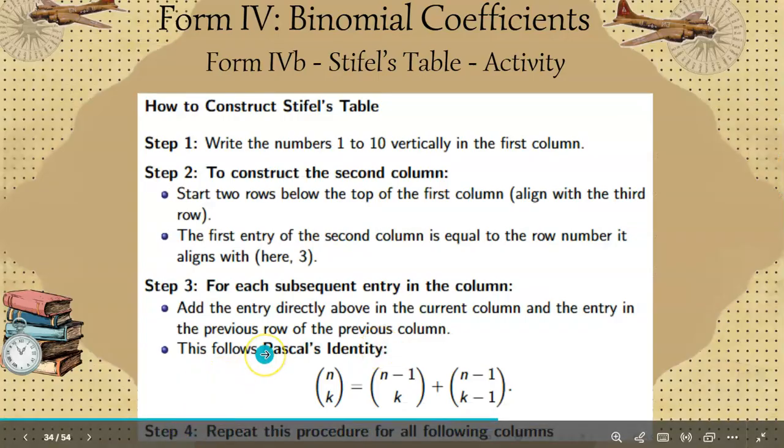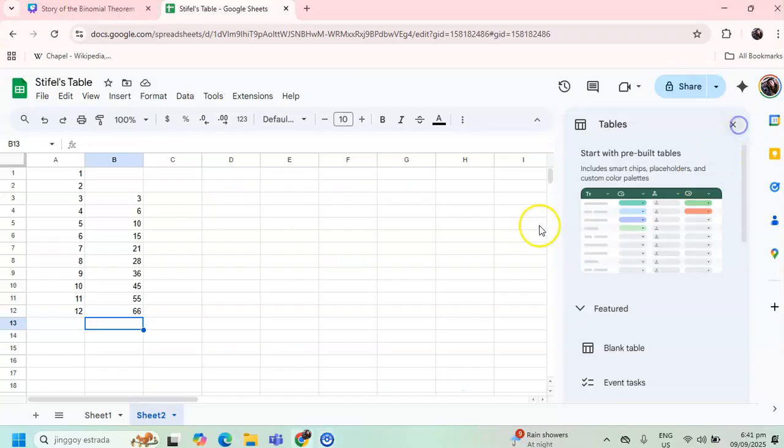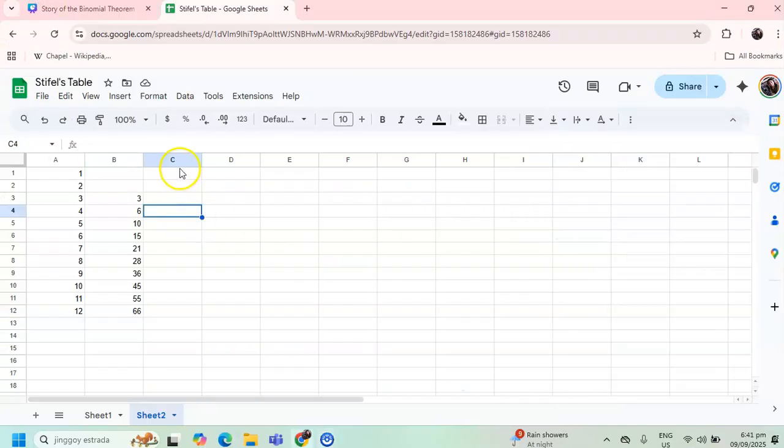And then step number 4, we repeat this procedure for all following columns. So again, for the third column, we go back to the second column, and then we go to the third entry. So 3, 6, 10, that's 10. So we start here at this row 5. And then copy 10 as the first entry of the third column. And we do Pascal's identity.